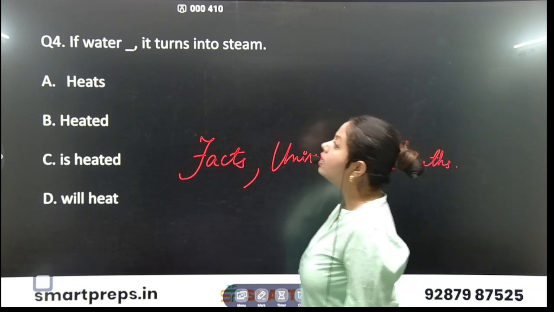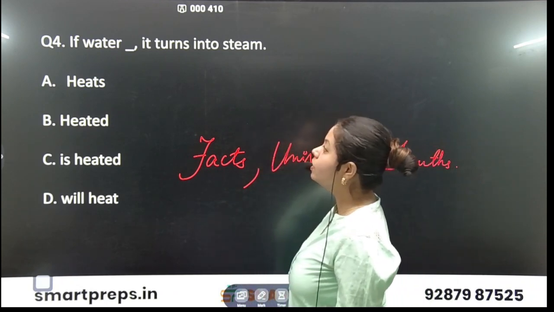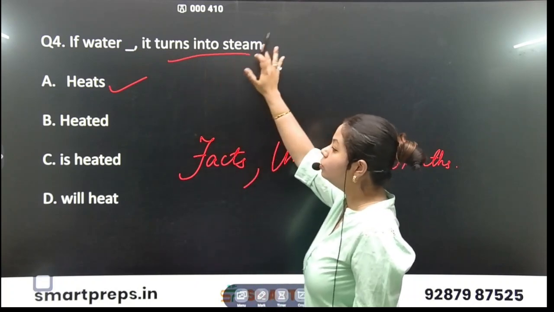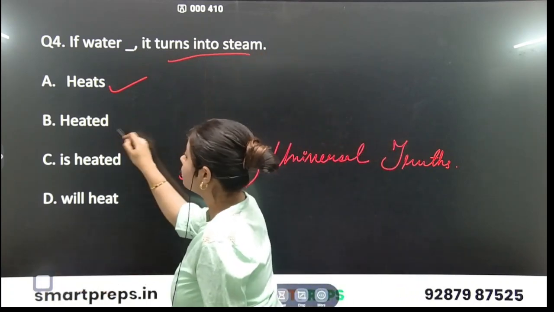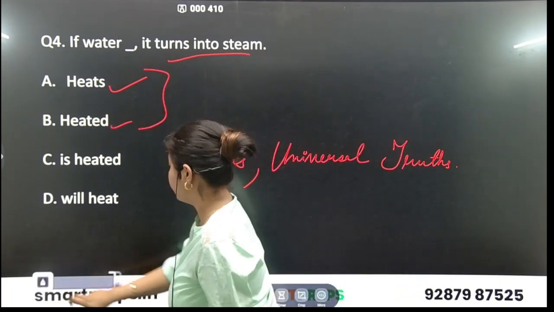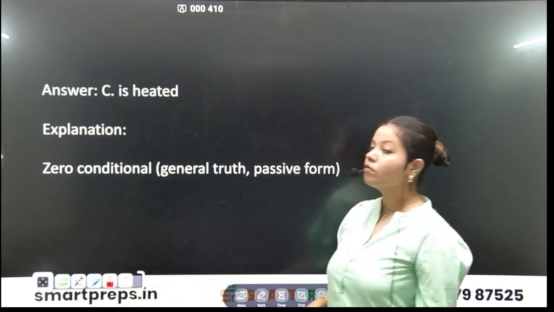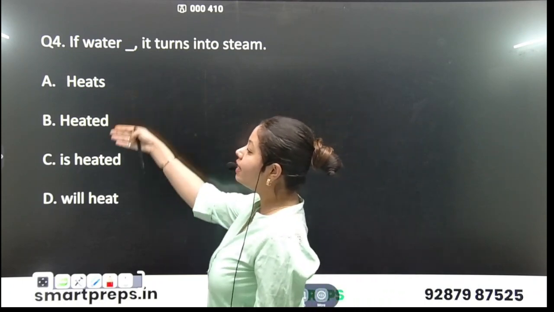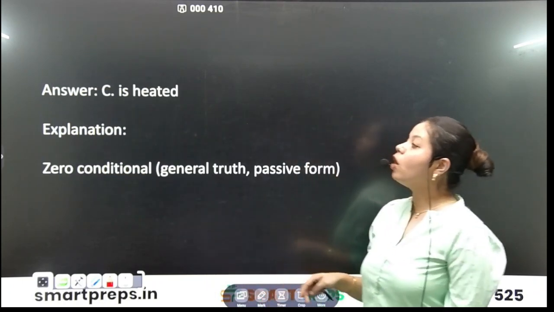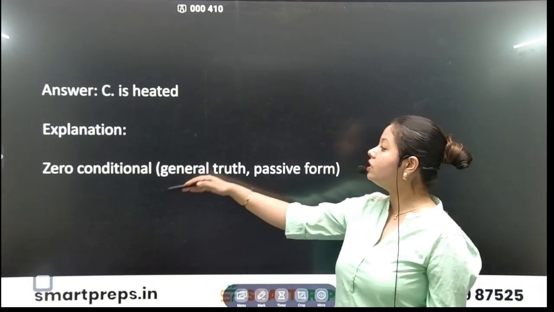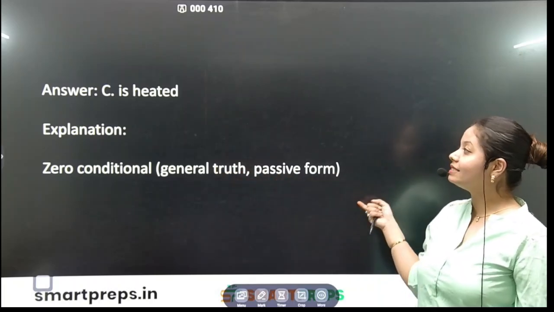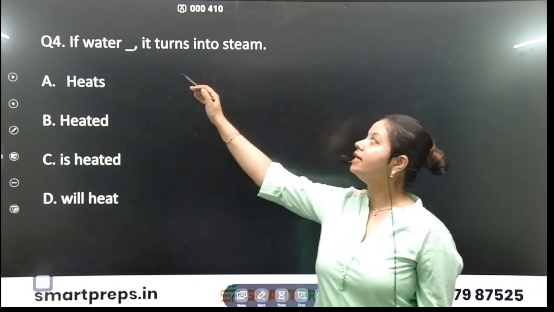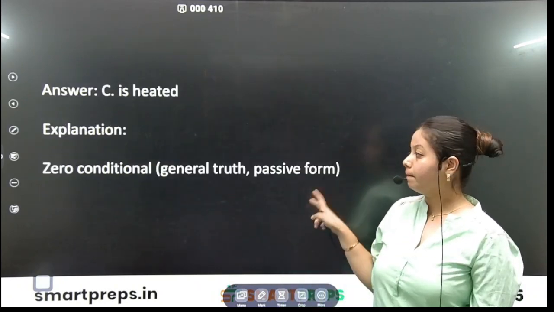If water heats, heated, is heated, will heat. It turns. If water heats, it turns into steam, or heated. Which will be the answer? Is heated. Okay? If water is heated. This is zero conditional, general truth, passive form. If water is heated, it turns into steam.